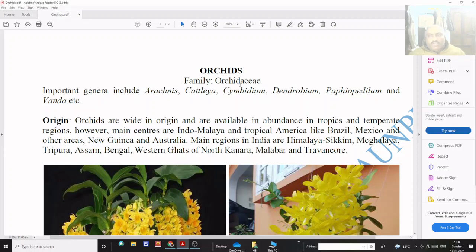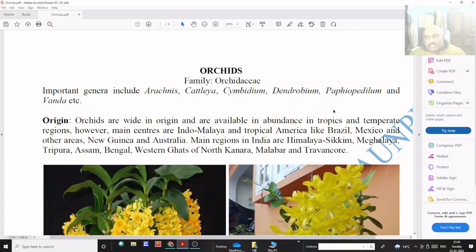The topic of today's discussion is cultivation and management of a very special flower crop, which is orchids. Orchids, which are very fascinating perennial flowers, belong to the family Orchidaceae, which is considered the largest family among flowering plants, having about 800 genera and about 35,000 species.